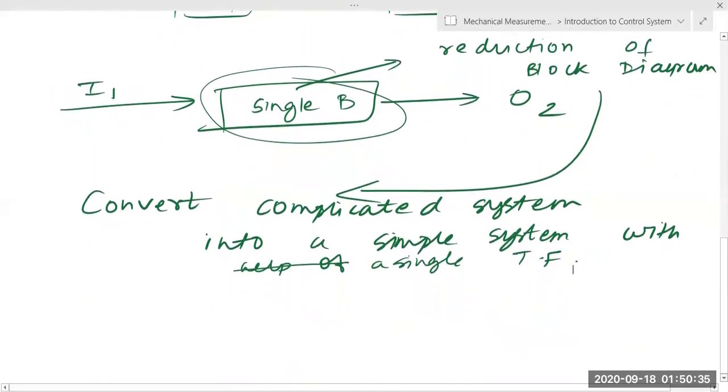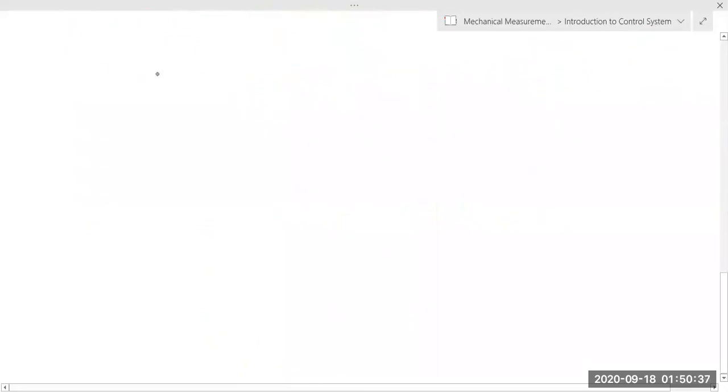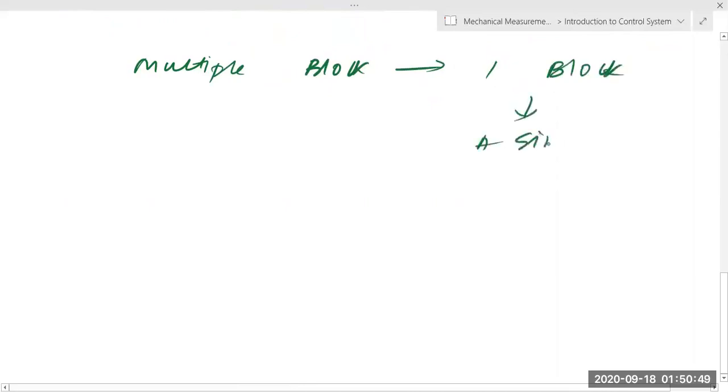This technique of reducing two blocks to one block, or reducing multiple blocks to one block, and one block means a single transfer function. I've already told you, a single system will have a single transfer function. This is called block diagram algebra. Remember this. This is called block diagram algebra.